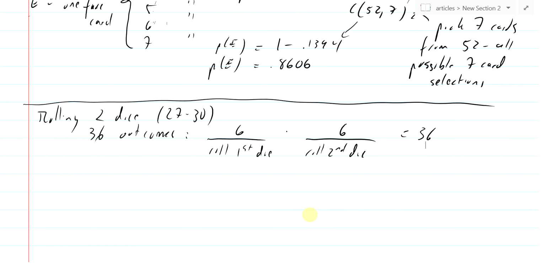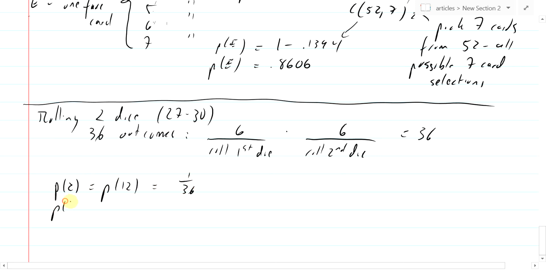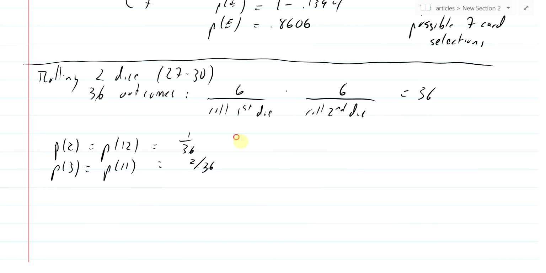And we know that, just very quickly, the probability of getting a 2 is the same as the probability of getting 12. There's only one way to do that. Probability of getting a 3, that's the same thing as the probability of getting 11. That's 2 ways to do that, a 1 and a 3: 1 on the first die, 3 on the second, or 2 on the first die, 1 on the second die.